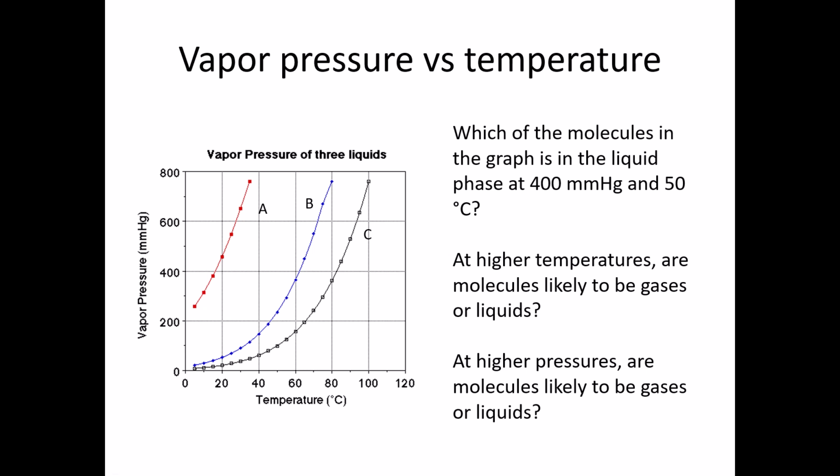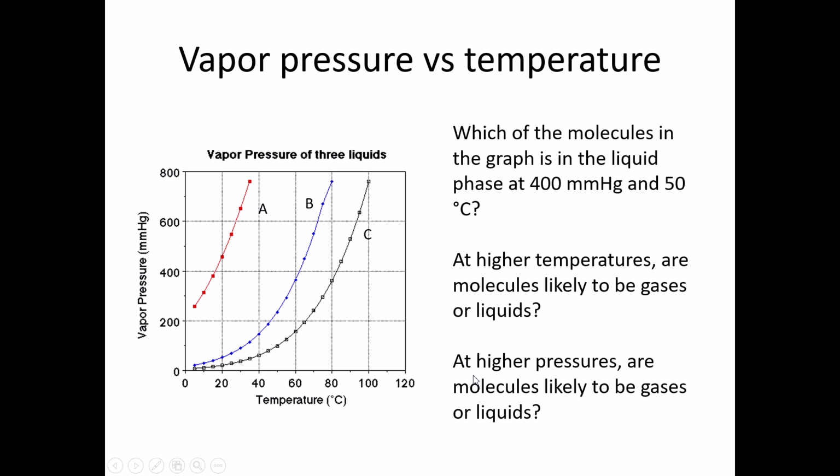Alright, at higher temperatures, are molecules likely to be gases or liquids? Well, we can see as temperature increases, we get an increased amount of vapor pressure, indicating that as temperature increases, vapor pressure is increasing. Therefore, more of our liquid molecules are becoming gas. So they're more likely to be in the gas phase.